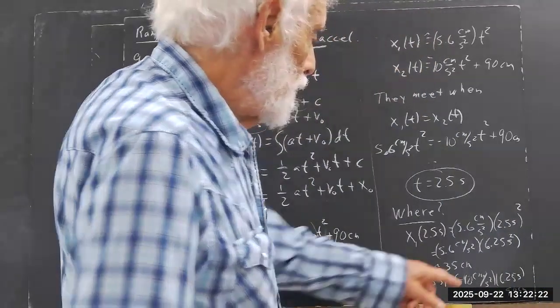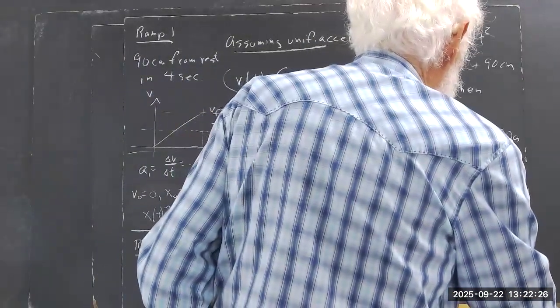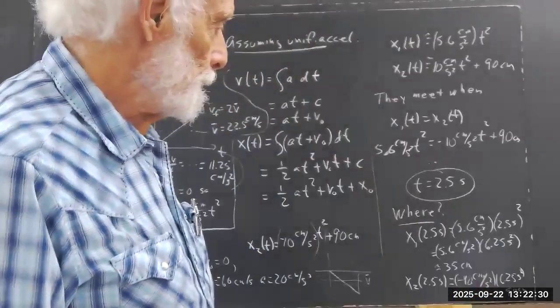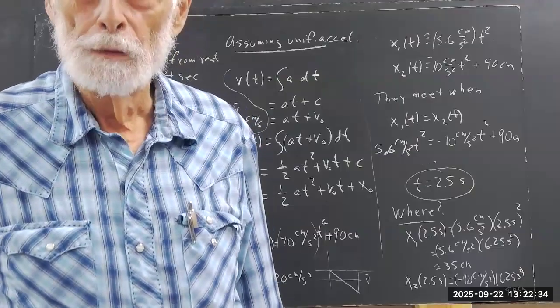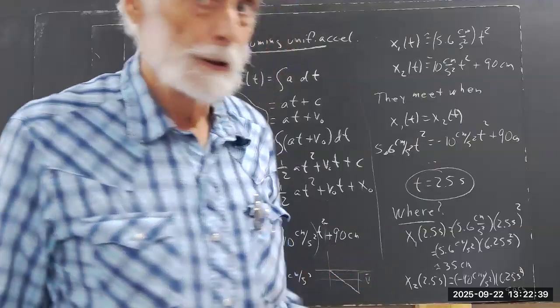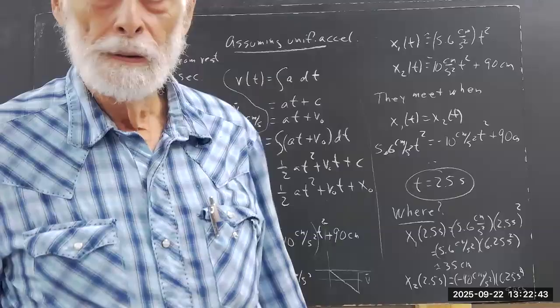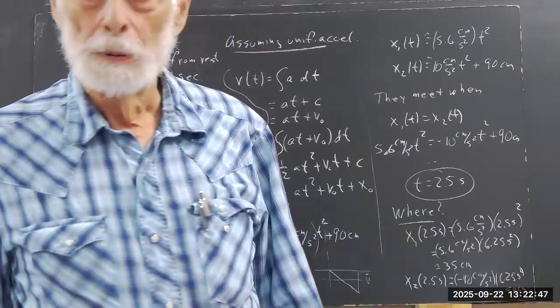Well, it's going to be negative 10 centimeters per second squared times 6.25 seconds squared plus 90 centimeters. Well, negative 10 times 6.25 is negative 62.5. You add that to 90, you get like 28 centimeters, okay? So something's a little off in the arithmetic, but you have reasonable agreement.